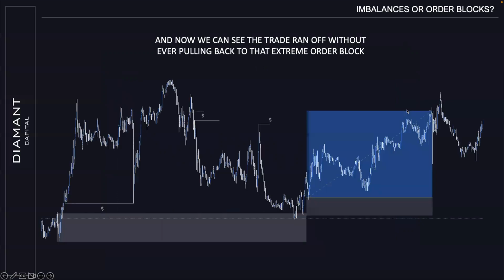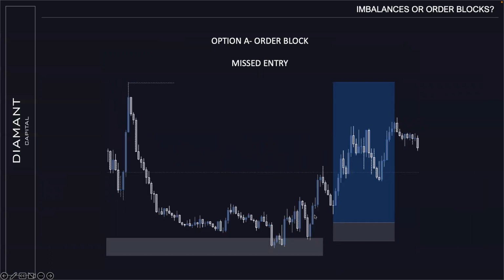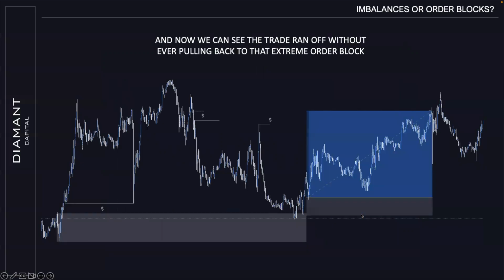But instead, what did it do? Option B. Instead, it actually just respected the imbalance, as you can see. So it went upwards, reversed a bit downwards into that imbalance. So how could you have entered?